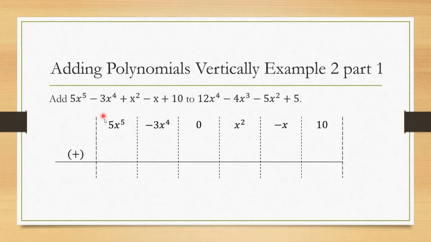Okay, so I put the terms in their own columns, 5x to the 5th, minus 3x to the 4, the minus stays with it. There's no x cubed term here, right? So I'm going to use 0 as a placeholder. X squared, that goes in here. Minus x goes in the next column. 10 goes in the next column. Okay, so that's what's happening here.